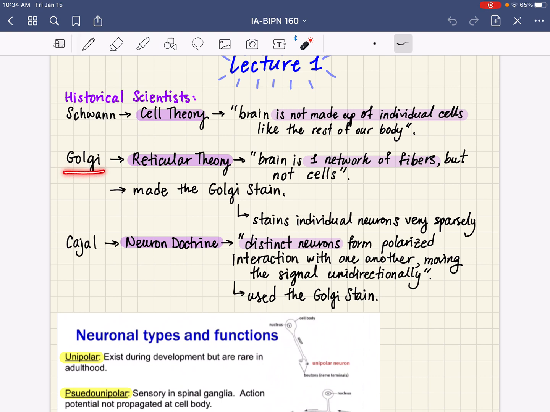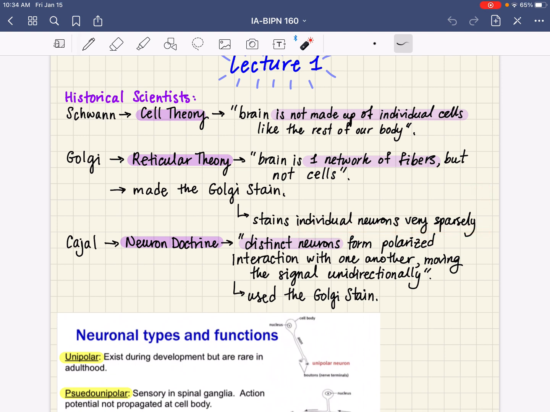Then came around Golgi, and Golgi proposed the reticular theory. In the reticular theory, he explained that the brain is made up of one big network of fibers. However, they are not individual cells. So he thought that there's a bunch of fibers like this, and it's just one big network that is connected to one another. However, he did not believe that these were individual cells. Golgi also produced his own stain. It's called Golgi stain, and the stain was able to mark or stain individual neurons very sparsely, I believe about 1% of the brain.